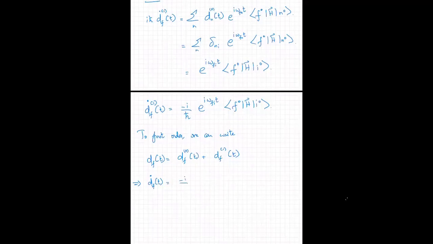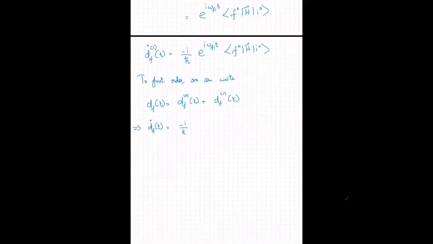Yes, minus i over h bar e to the i f0 h tilde i0. Okay, and this is trivially solved. If I integrate this equation, I get d f(t), which is basically, if I assume that my Hamiltonian is turned on at time t equal to 0, then my lower limit would be 0. If it's turned on at time t equal to minus infinity, the lower limit will be minus infinity. That depends on the problem at hand.